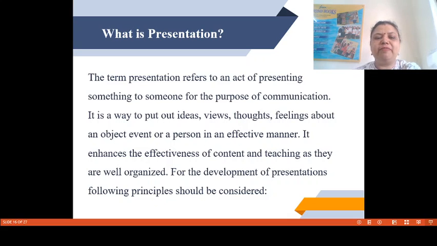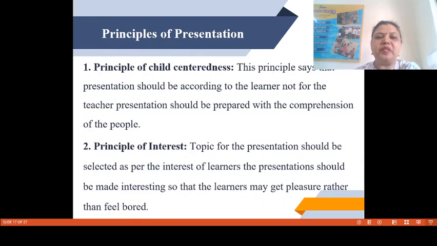For the development of presentation, the following principles should be considered. So let's see what these principles are, which we have to keep in mind while making presentations. First principle is the principle of child-centeredness. The word is self-explanatory: something which is to be designed by keeping in mind the needs and desires of the child. This principle says that presentation should be according to the learner, not for the teacher. Presentation should be prepared with the comprehension of the people.